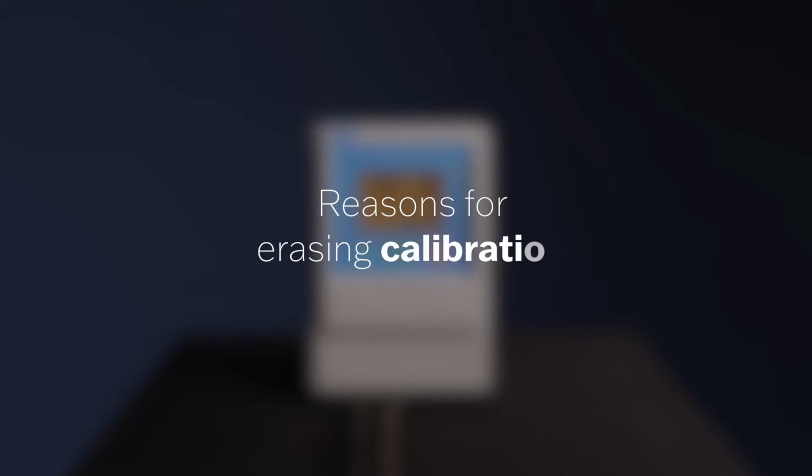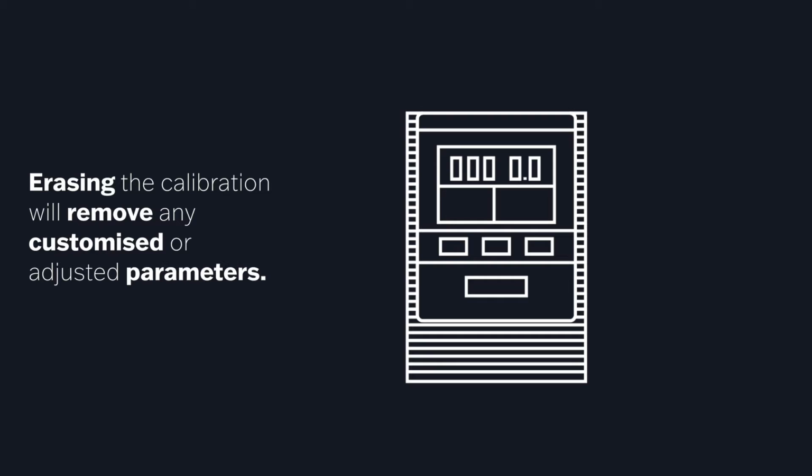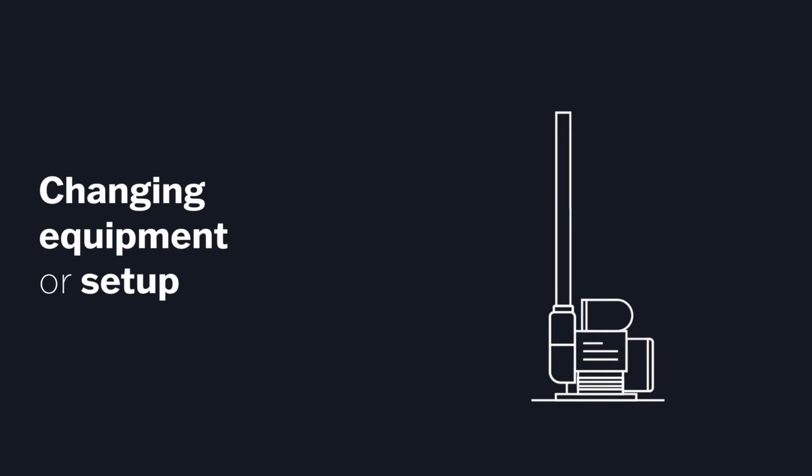There are various reasons why you might need to erase the calibration on your M521 controller. Resetting to default. If you wish to return the controller to its original factory settings, erasing the calibration will remove any customized or adjusted parameters. This is useful when you want to start fresh or undo previous calibration changes.